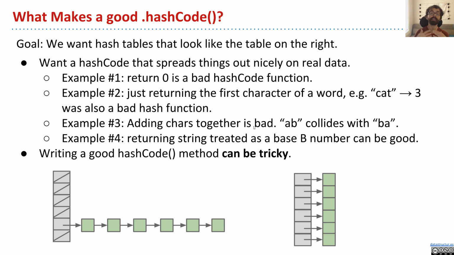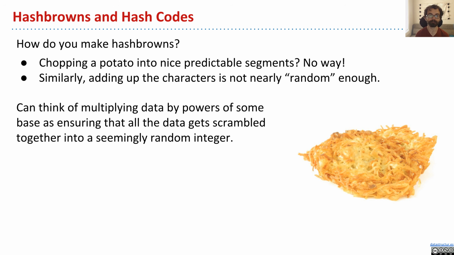Example 4 would be, let's treat our strings as a base B number. We spent a lot of time with that idea, and that can be good, but there are some things we have to be aware of. Now, maybe the moral of the story is that writing a good hashcode method can be pretty tricky, but there are some rough rules of thumb.